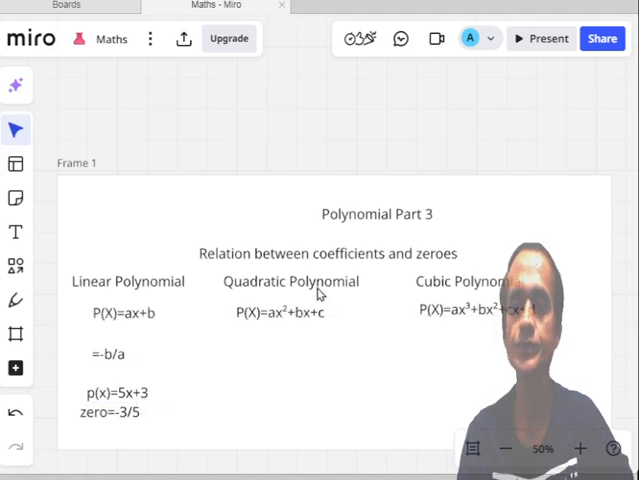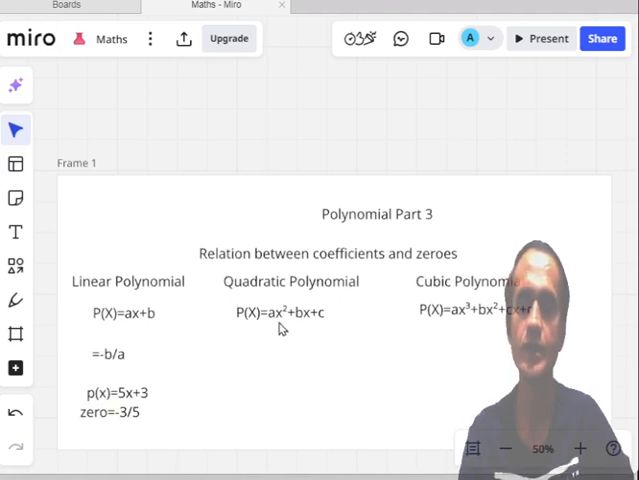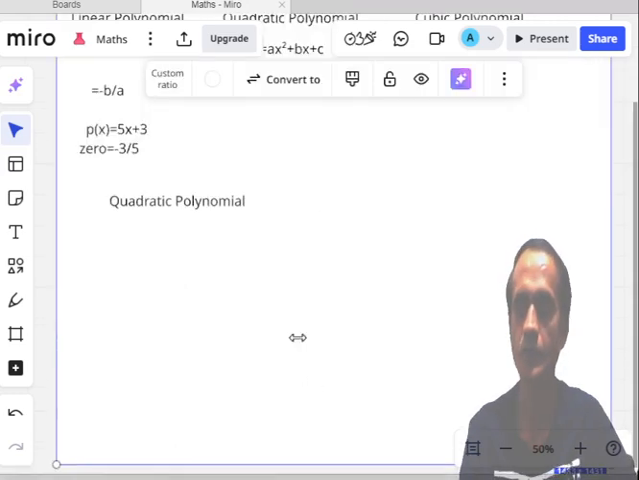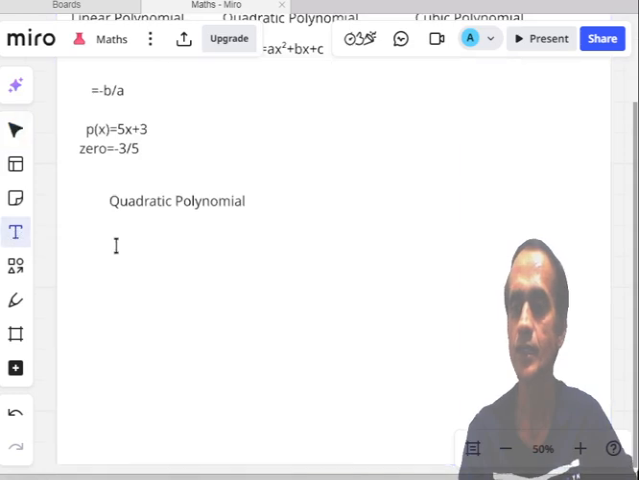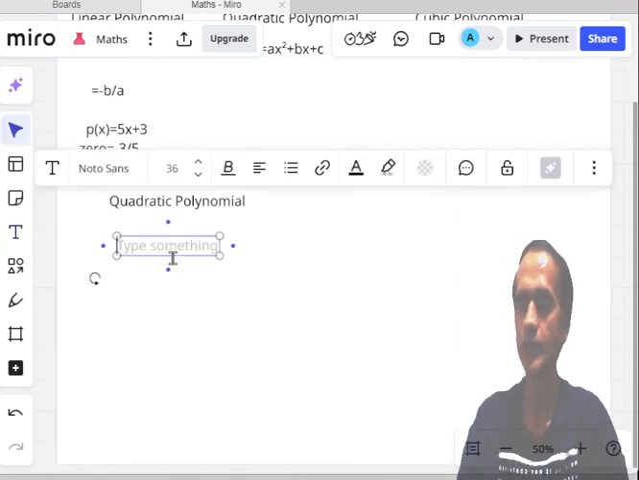Now we have not yet found out the relation between these coefficients and the zeros of a quadratic equation and of a cubic polynomial or cubic equation. So this we will find out in this video. So let us take a quadratic equation.